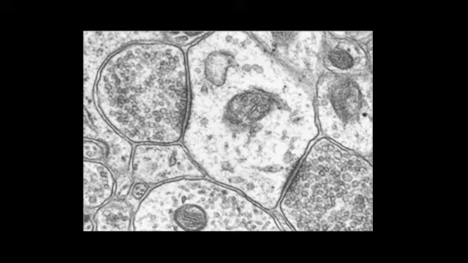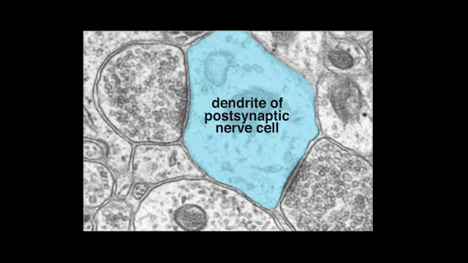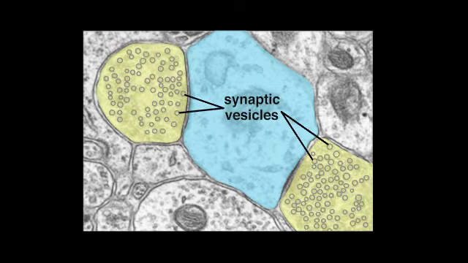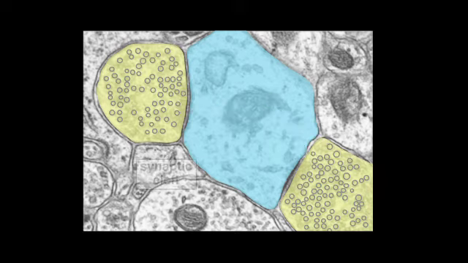Neurons transmit chemical signals across synapses, like the one shown in this electron micrograph. We can identify the dendrite of the receiving, or postsynaptic, cell, as well as two presynaptic nerve terminals loaded with synaptic vesicles. Note the narrow cleft separating the pre- and postsynaptic cells.